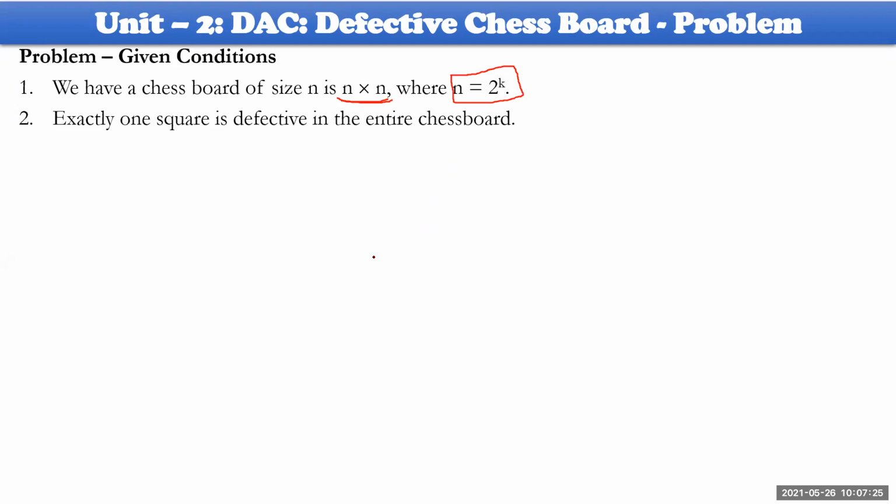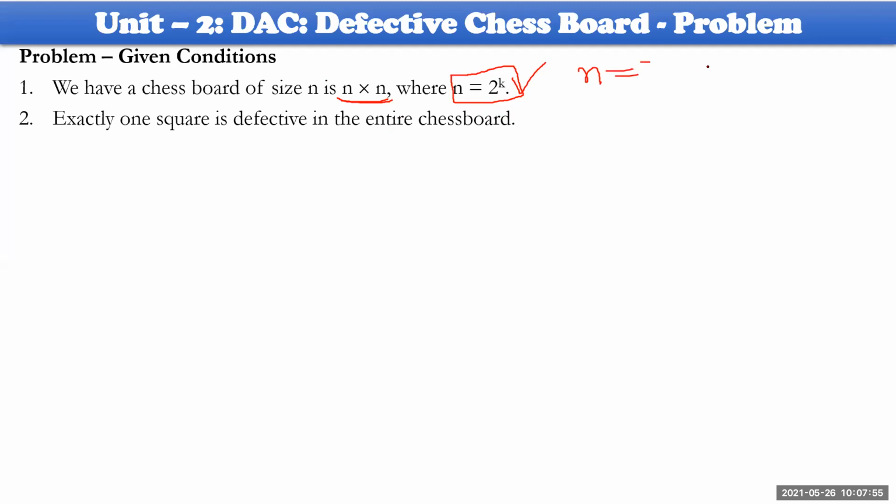In finding complexity, but here the problem has explicitly, externally, been given: a 2 power k into 2 power k kind of chessboard. So you can replace 2 power k by n, or n will be replaced with 2 power k. Then exactly out of these 2 power k or n, whether n will be equal to 2, in the sense.